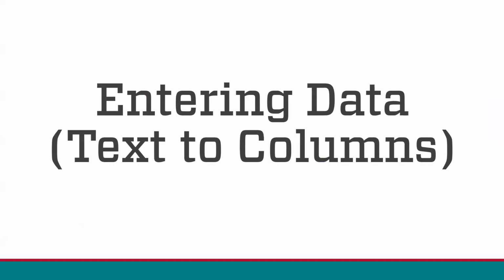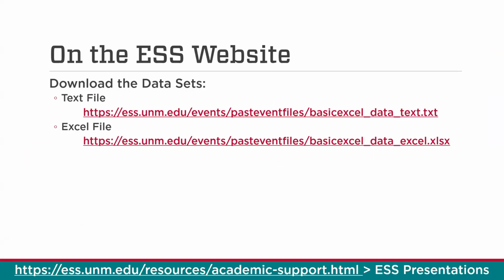You can enter information directly, one value at a time, into Excel. But sometimes we're given data that we need to work with, and it's in a file, either from a collaborator or an output from equipment that we use to get the data. Let's assume that's the case here. So first, if you haven't already, use the URLs on the screen to get access to the data. Again, you go to https://ess.unm.edu, navigate to our resources, then our academic support option, and then the accordion for ESS presentations. You'll see a section on basic Excel, and you'll access the text file and the Excel file.